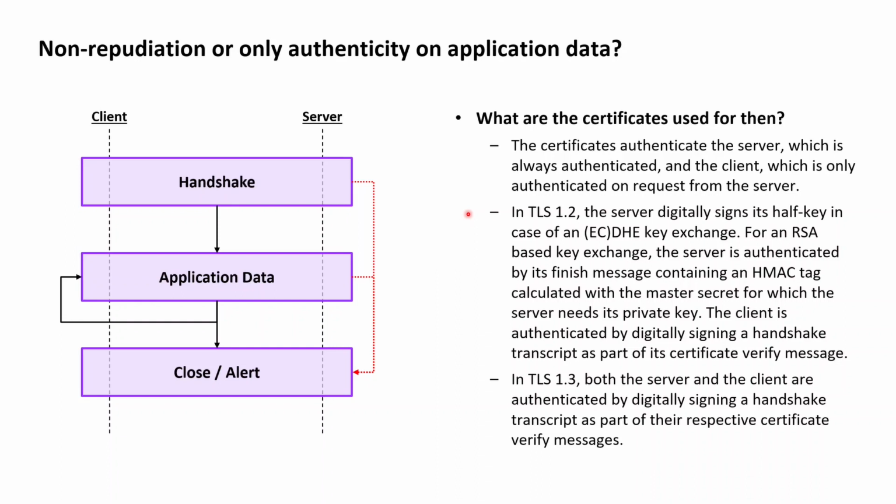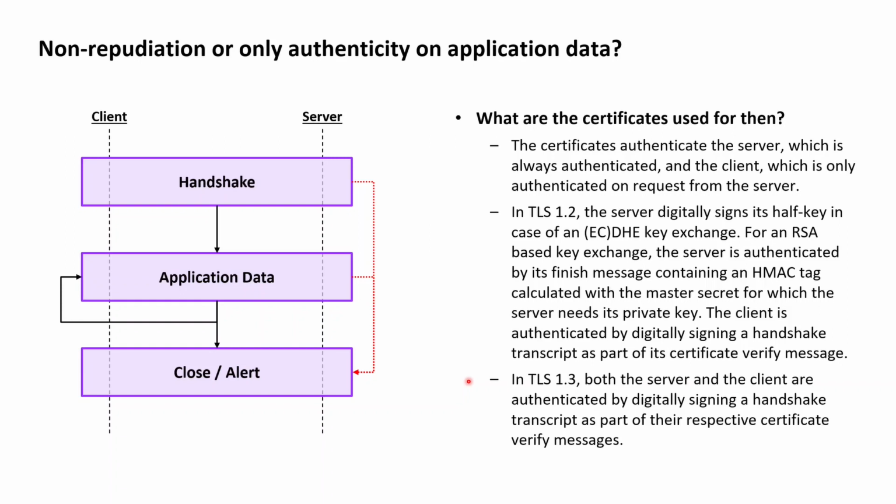A client, which generally only authenticates on request from the server, authenticates by digitally signing a transcript of the handshake as part of its certificate verify message that the client sends to the server immediately after having sent its client certificate. In TLS 1.3, both the server and the client authenticate by digitally signing a transcript of the handshake with the digital signatures then sent as part of their respective certificate verify messages.